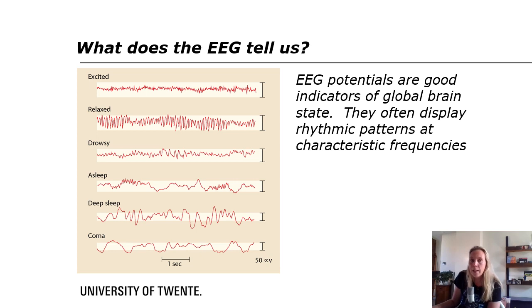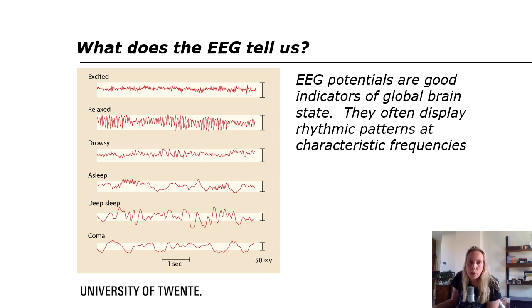So what does the EEG tell us? The frequencies of the EEG can give us information about the state of the brain. For example, is the brain normal and awake? So are you active doing, for example, a mental calculation task? Or are you relaxed, sitting in a chair with your eyes closed? Are you drowsy, almost falling asleep? Or are you already asleep? Or are you in deep sleep? And sometimes, maybe if a person is in a coma, this is what the EEG would look like.